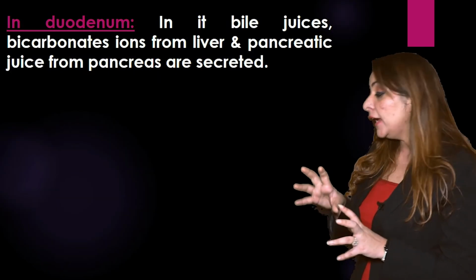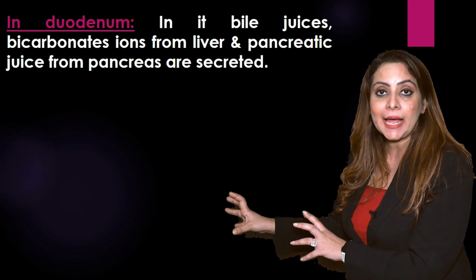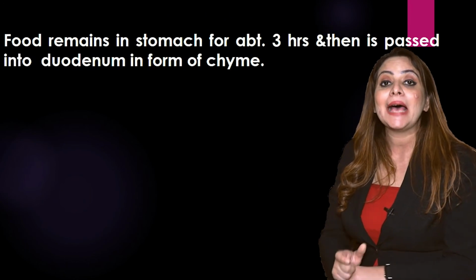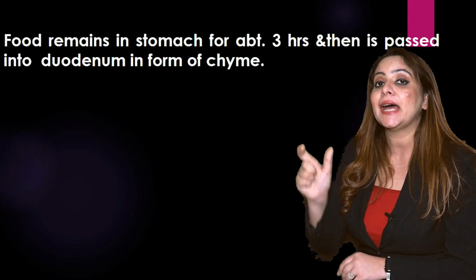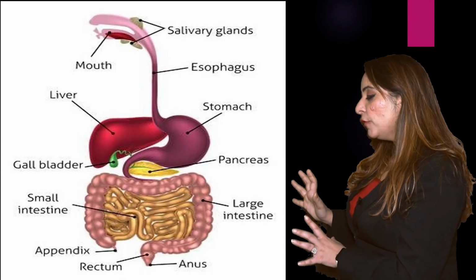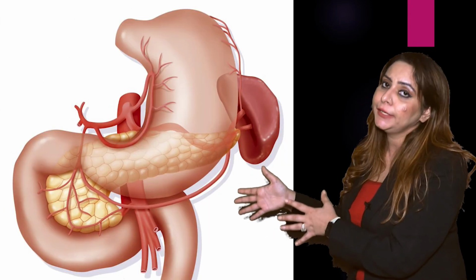The form in which the food passes from the stomach to the small intestine is called chyme. It is spelled C-H-Y-M-E, that is, chyme. So, in the form of chyme, it comes to the first part of the small intestine, that is the duodenum.